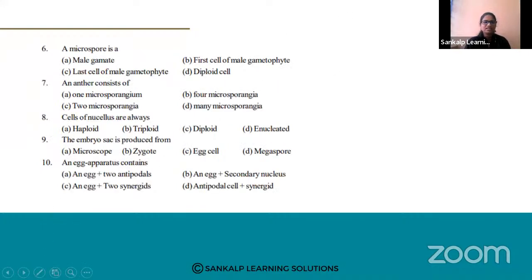Meiosis is not seen in the nucellus in any way. Meiosis occurs in only the microspore mother cell. So the right answer is diploid in nature. Please write down, cells of nucellus are always diploid in nature.